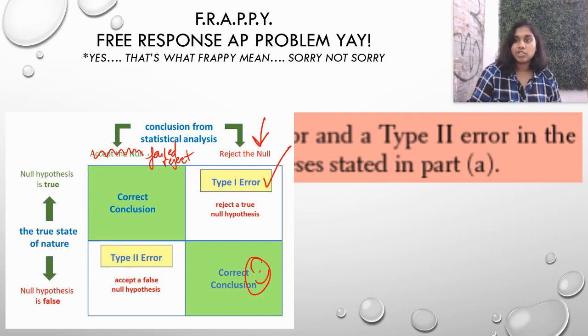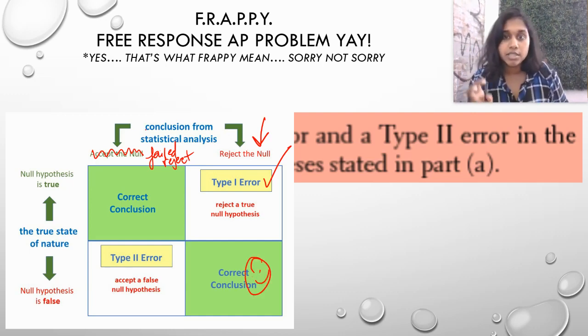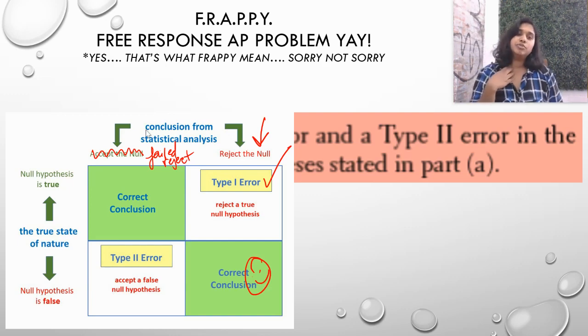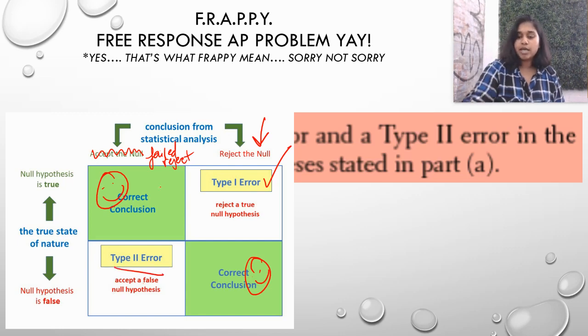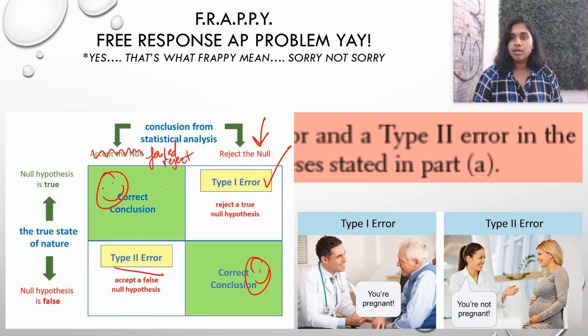If I fail to reject, that means I agree with the null. If I fail to reject and I'm correct that the null hypothesis is true, great. But if I fail to reject and we should have rejected, it was a false null hypothesis, this is called type 2.